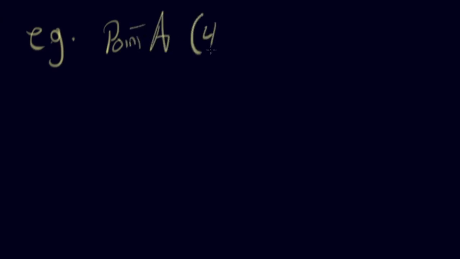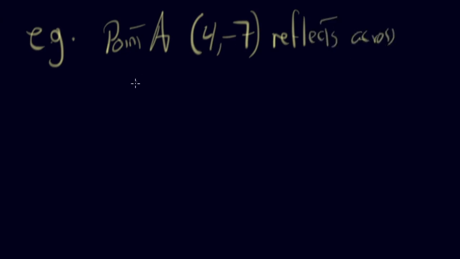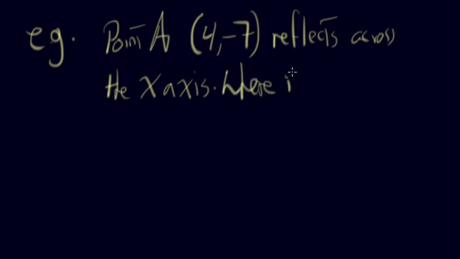So let's see some examples. Let's say we had an example, EG. Let's just say we had a point A at (4, -7). And I'm going to say that it reflects across the x-axis. This is important, right? Where does it reflect? Across the x-axis. So where does it end up? See if you can solve that one yourself.